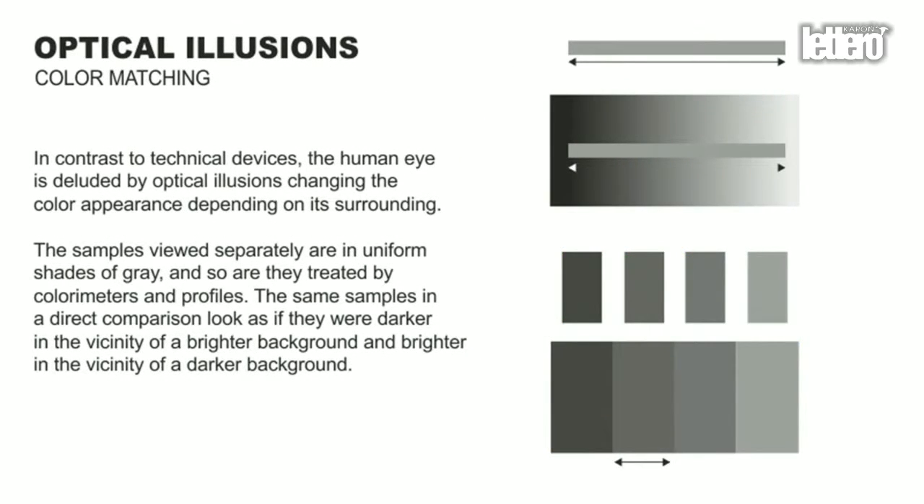Unlike technical devices, the human eye can experience optical illusions, which can change the appearance of a color depending on its surroundings. Samples viewed separately have uniform shades of grey and are treated as such by colorimeters and profiles. When directly compared, the same samples look as if they were darker when viewed against a brighter background and brighter when viewed against a darker background.